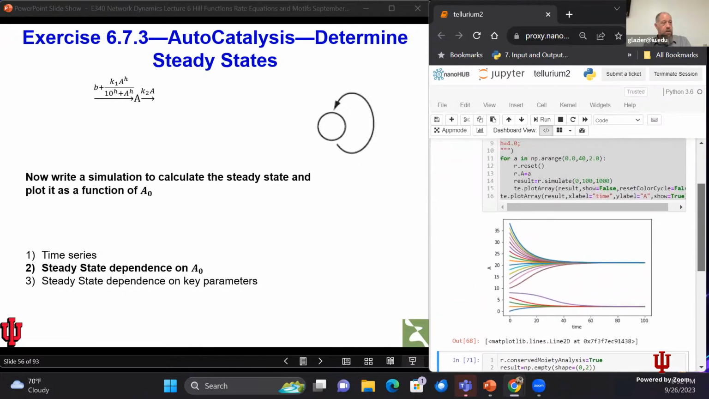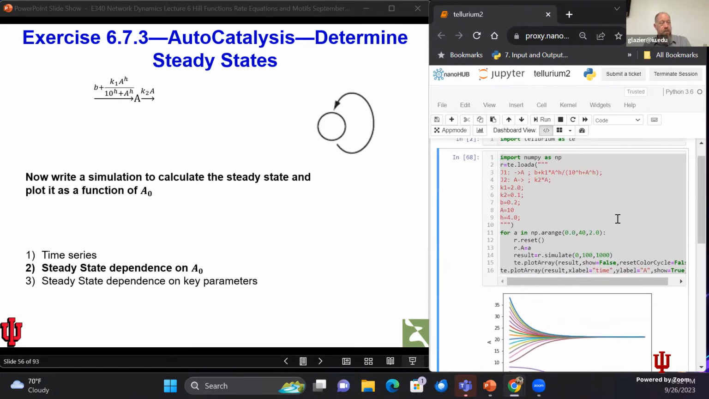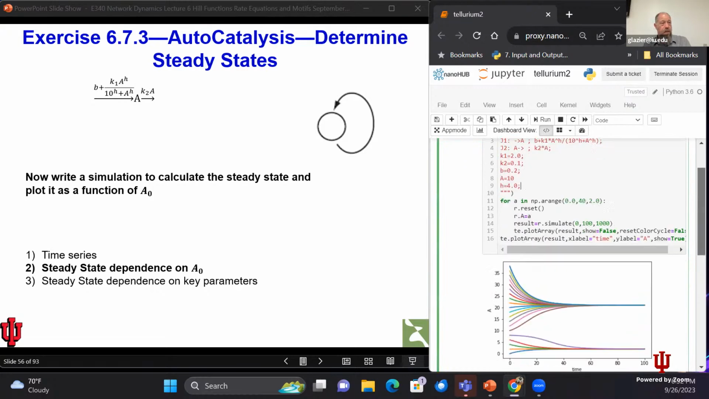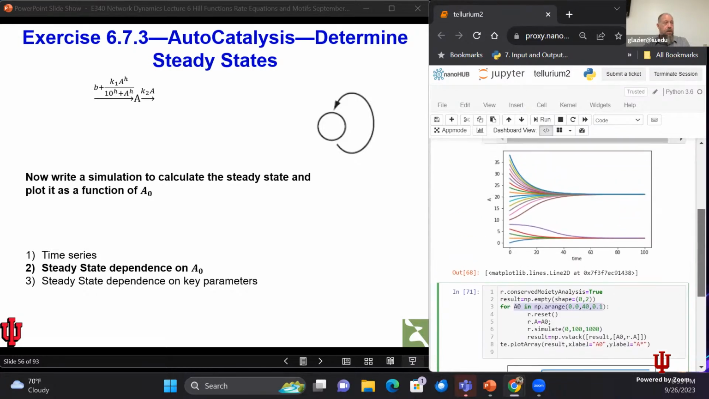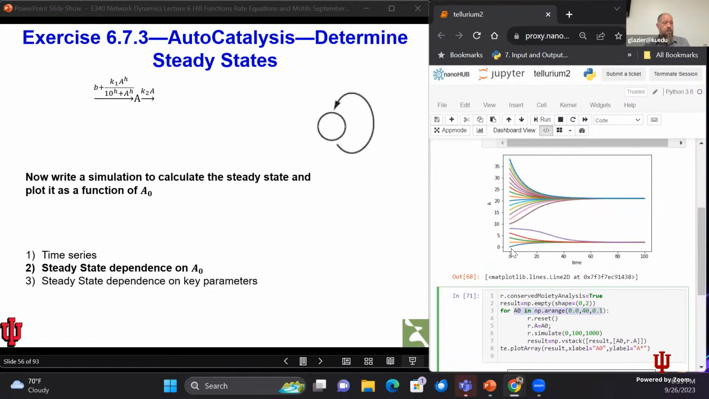You've written this, you've got the code that runs the simulation. Now what do you want to do? You want to create an empty array where you're going to keep track of the initial value of A and the final value of A. You're going to iterate over the initial value of A. And if we look at here, the range of initial values of A was between 0 and 40. So I'm going to iterate for initial values of A over the range of 0 to 40.